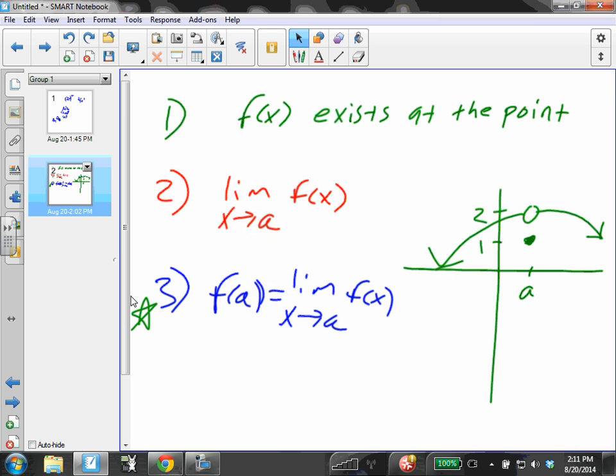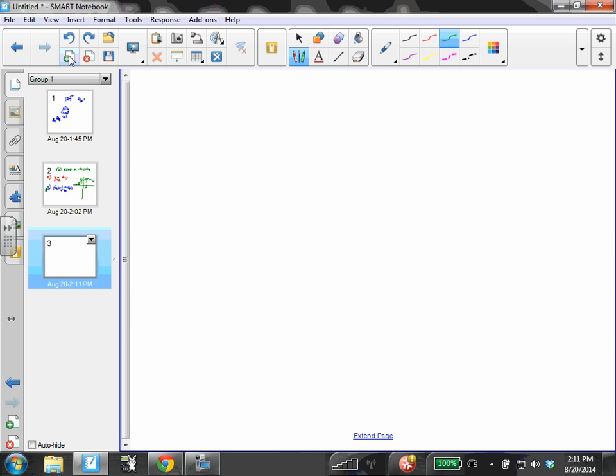So that's all we're going for whenever the function exists at the point, the limit exists at the point, and then where the function actually is and where the limit is are the same. That's continuous at a point. Okay, so we're going to use some examples from the worksheet that you guys have.